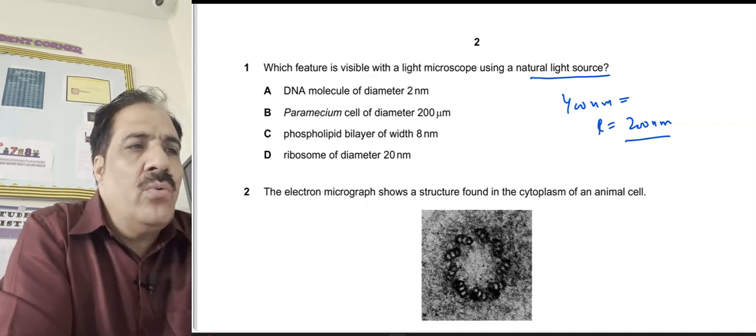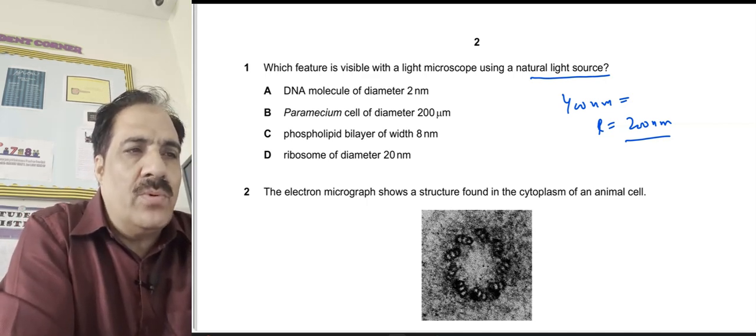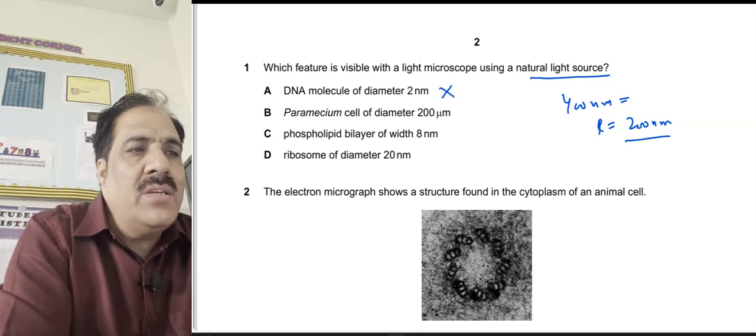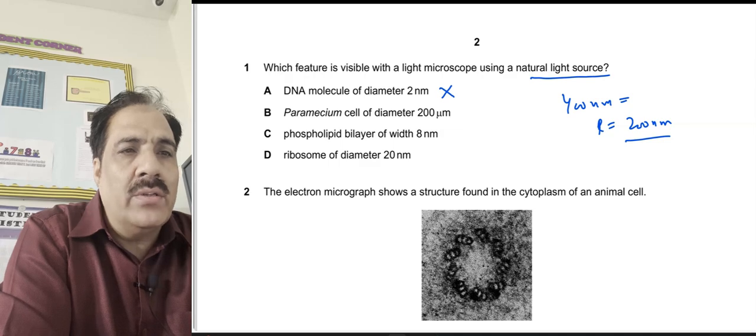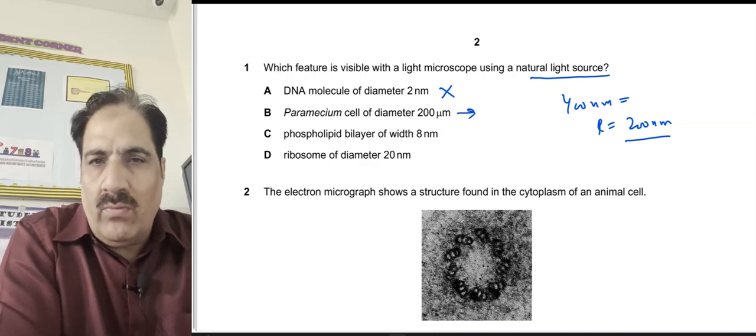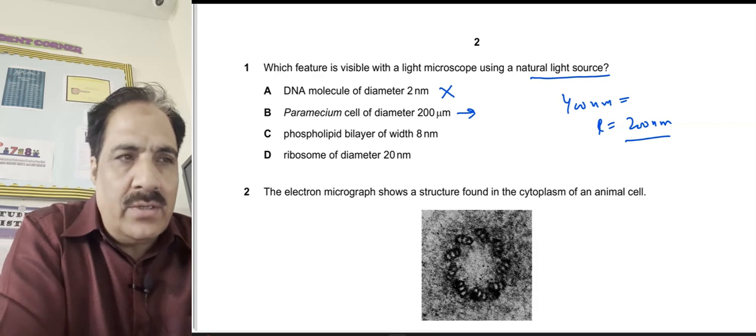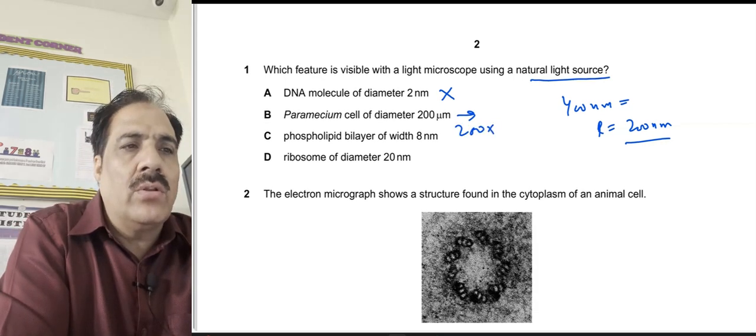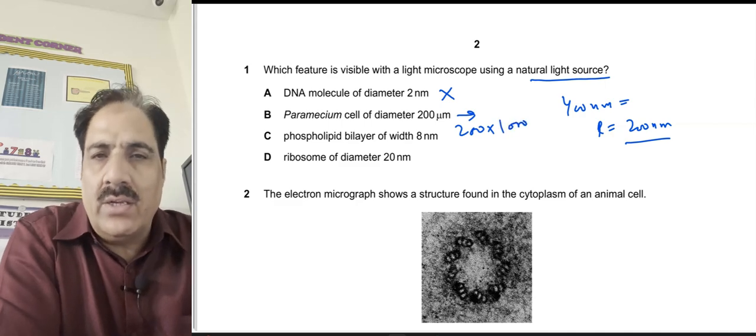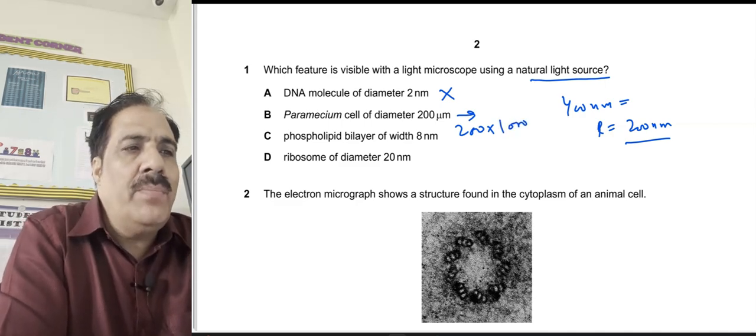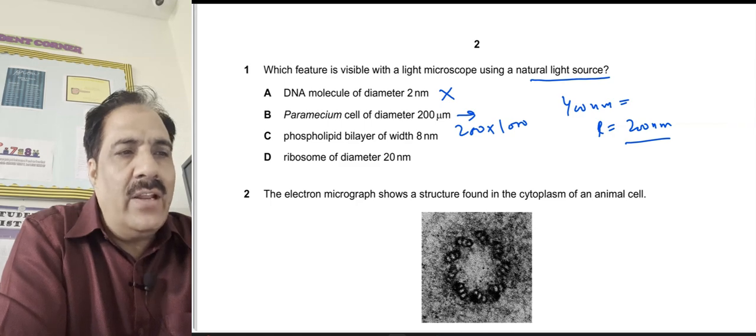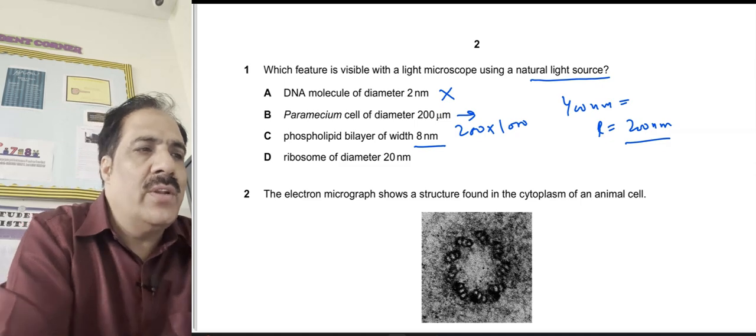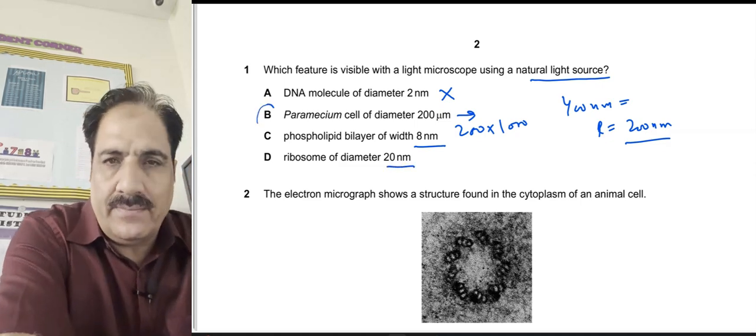So DNA molecule of diameter 2 nanometers is not possible because 2 nanometers is much less than 200 nanometers. Paramecium cell of diameter 200 micrometers. Because we know 1 micrometer is 1000 nanometers, this means the size of the paramecium cell is 200 into 1000, so it's much bigger than 200 nanometers. Phospholipid bilayer of width 8 nanometers, again less than 200 nanometers. A ribosome of diameter 20 nanometers. So that means option B is the correct answer.